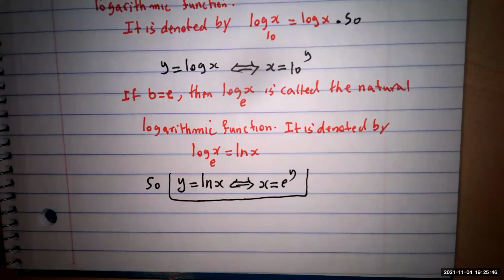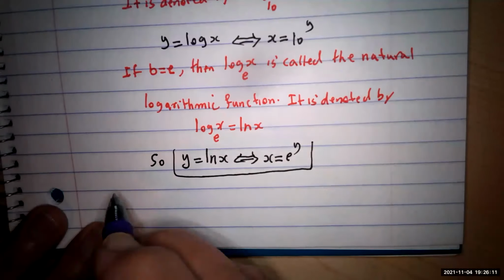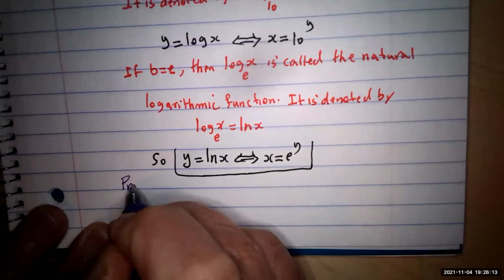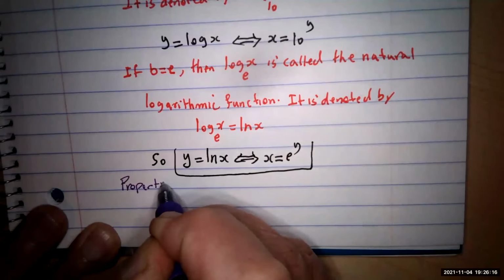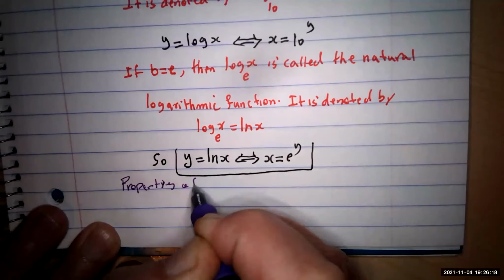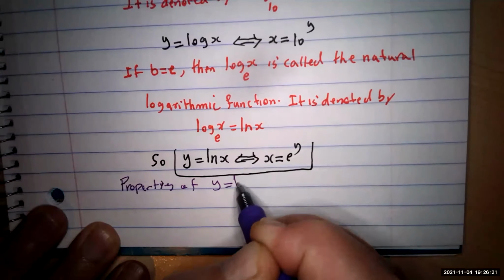Okay, so y equal to ln x if and only if x is equal to e to the y. So I'm going to focus on this definition of the natural log. Any question? Now, let's see some properties of this ln x that we need. So we are going to check some properties of this function, y equal to ln x.